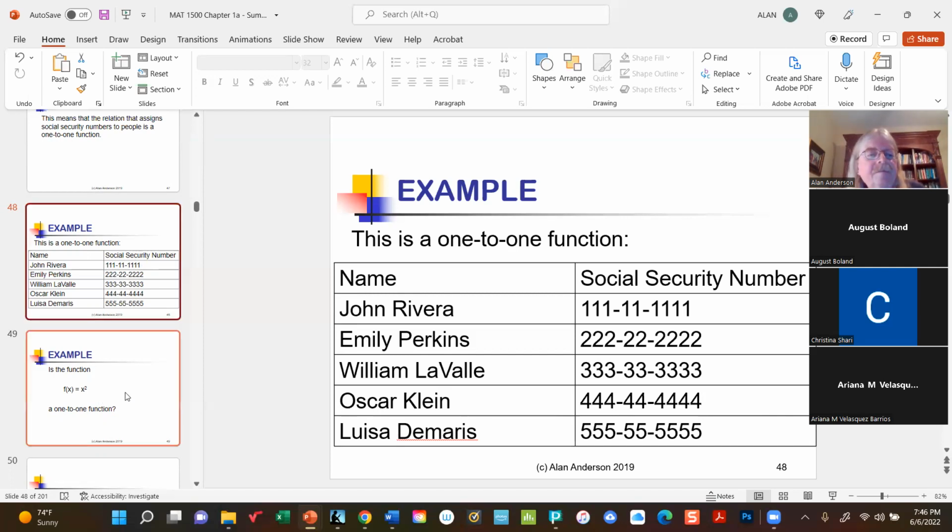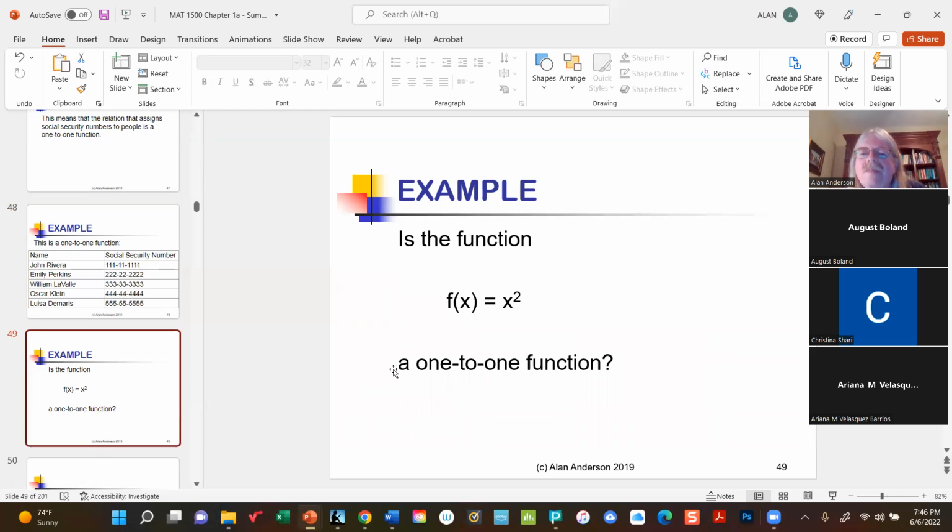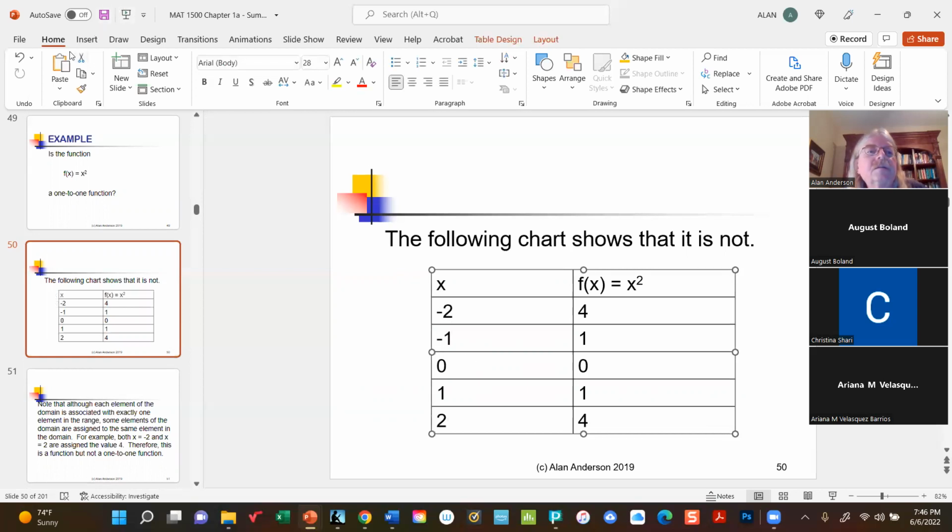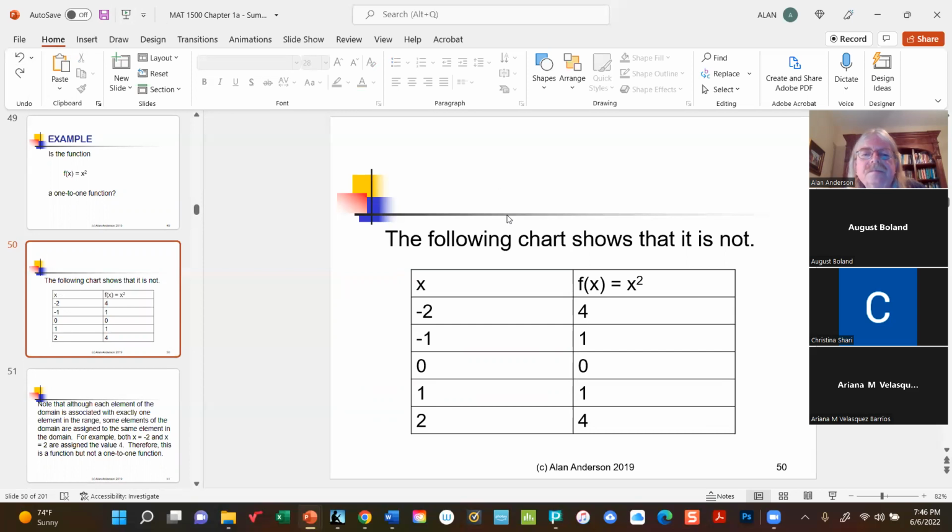Well, all right then. How about this one? Is it one-to-one? Good question. Here's how you can tell that it's not. It is a function clearly, but when x equals negative one and x equals positive one, both are associated with the same value of y, which is one. And that means already we know it is not one-to-one.